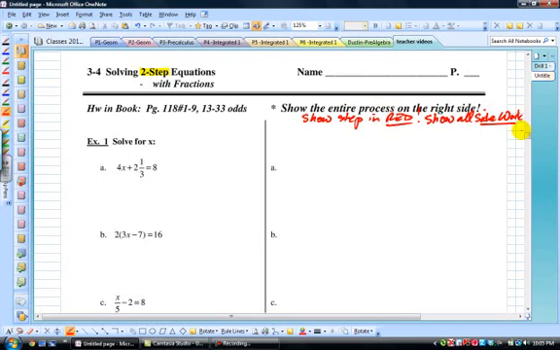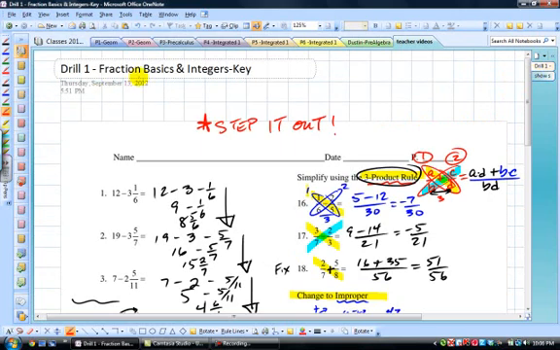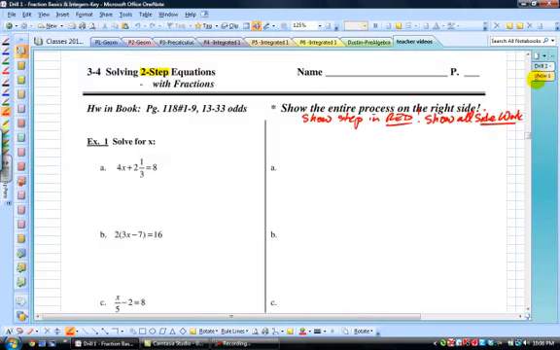So let's get started right here. Get your red pens out, get your drill sheet out, like I said, drill 1 with fractions and basic integers, and have all your work out there side by side so I can refer to that at any time. Alright, let's start off with this one here.